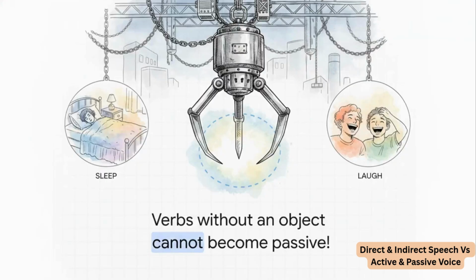But you've got to be careful, because you literally cannot use the passive voice on sentences without an object. These are called intransitive verbs. For example, you can't passively flip the sentence, he sleeps, or they laughed. There's no object receiving the action to pull to the front of the sentence. So if there's no object, the passive flip formula simply cannot compute. Just a little trap to watch out for.